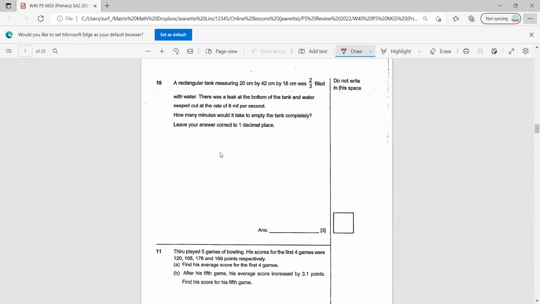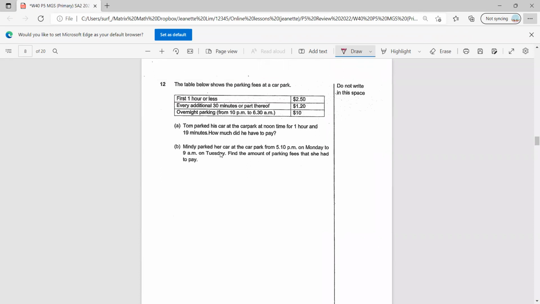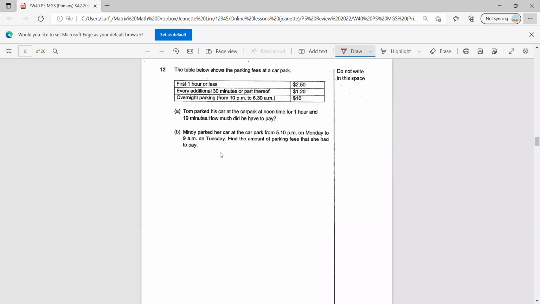Okay, question 10, a rectangular tank measuring 20 by 42 by 16 was 2/3 filled with water. Okay, so let's. Oh, fine. Teacher, I missed a question. Can you go through question 12? Question 12 is so easy. Okay, question 12. Yeah, B, right? B, right? B, yeah, I need B.